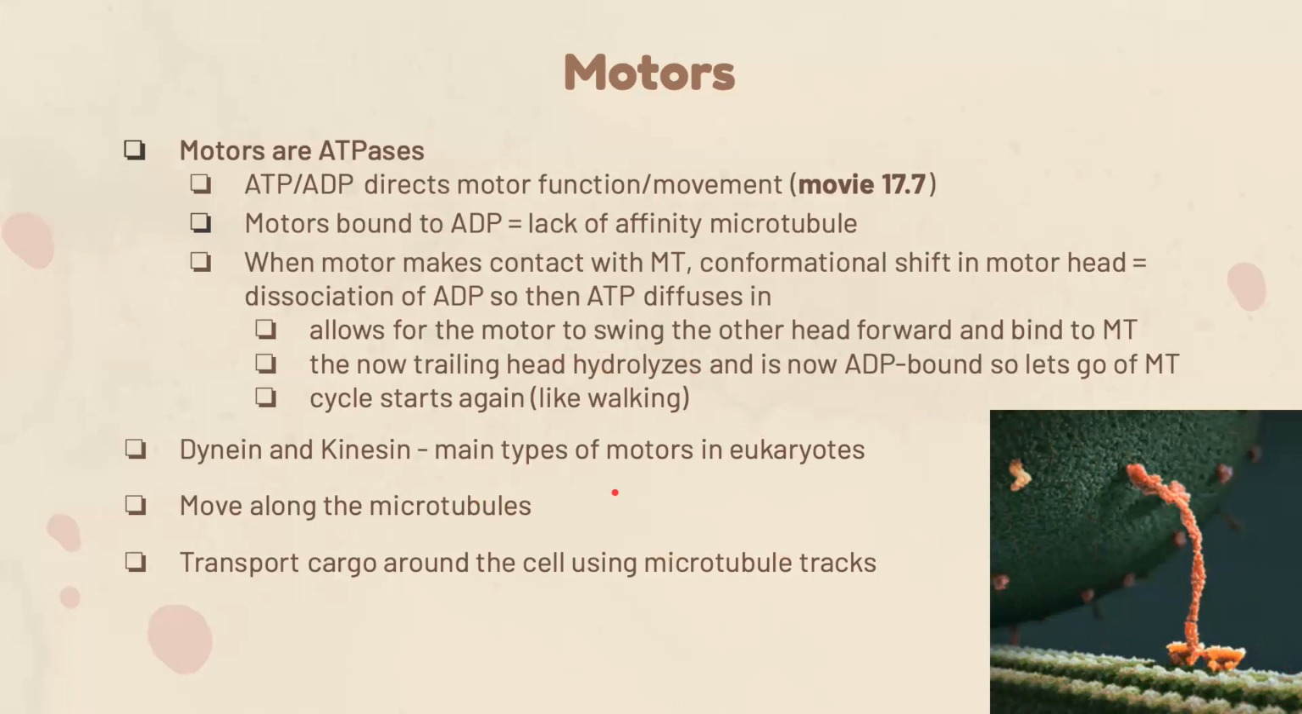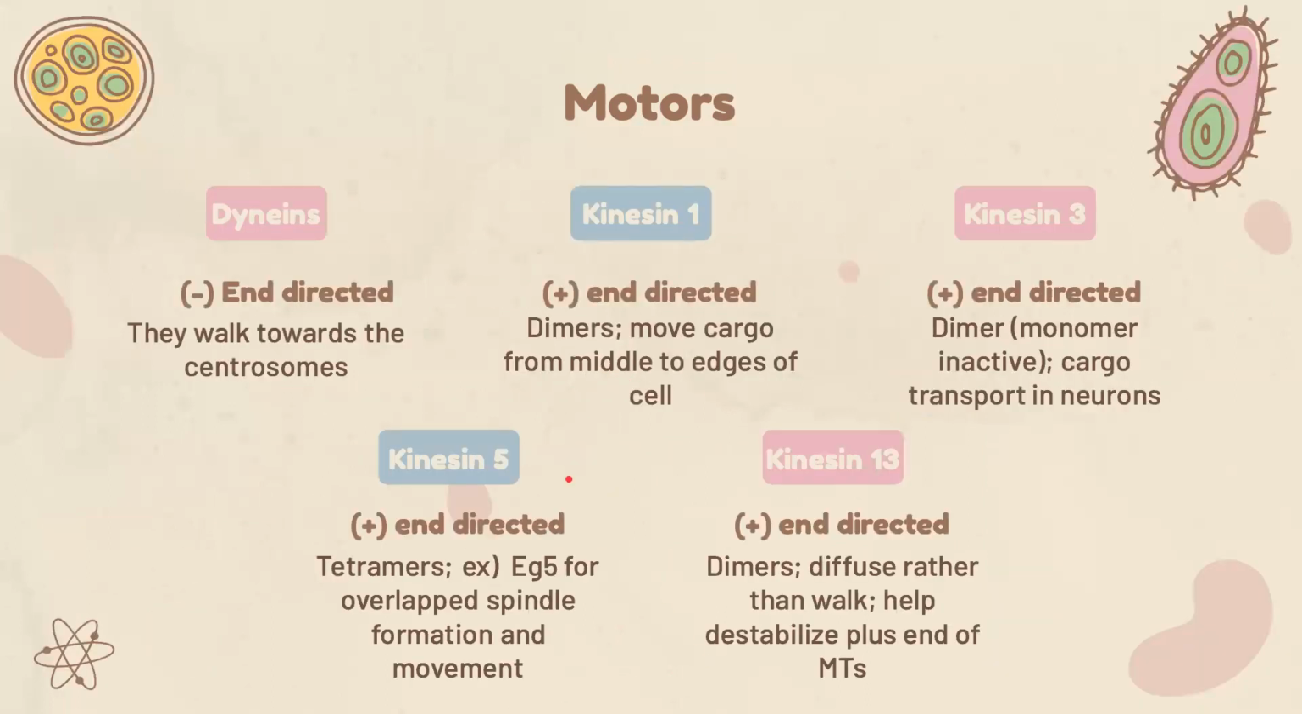The main types of motors that we talk about in eukaryotes are the dyneins and the kinesins. Again, like I said, they move along the microtubules and for the most part, that's their purpose: they transport cargo around the cell using the microtubules as the tracks or the roads. So this is just a quick little summary of each one. If you want more specific in-depth explanations of them, you can definitely go back into the weekly reviews that we've had. But for sake of time, I just did a little summary for each one.